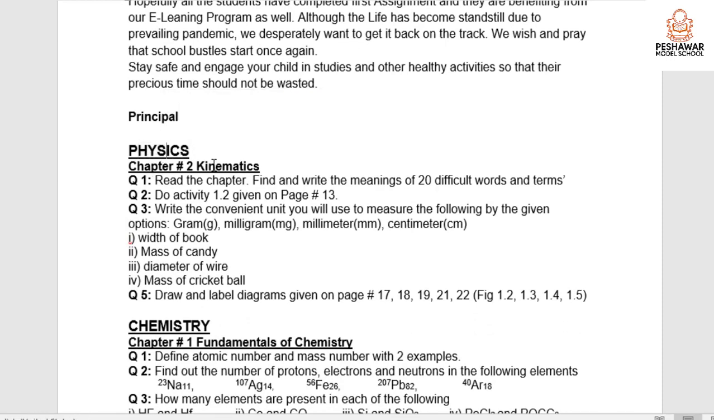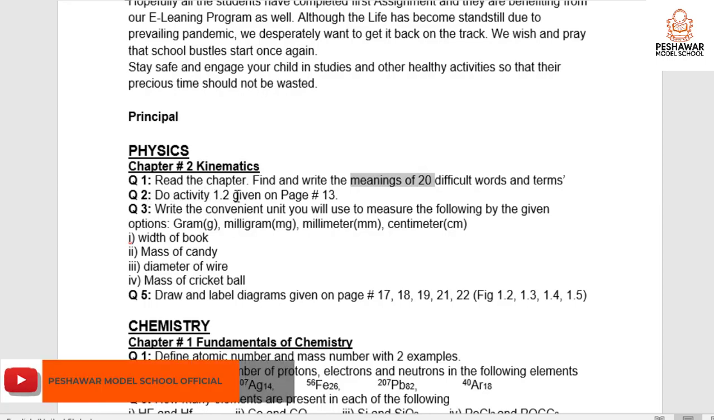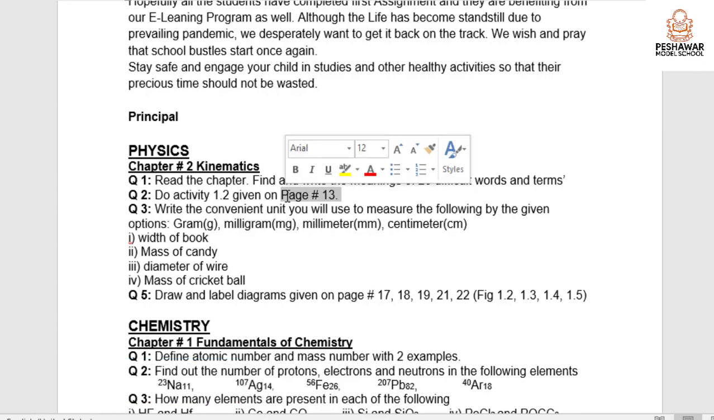In physics, chapter number 2, kinematics. Question number 1 is read the chapter, find and write the meanings of 20 difficult words and terms. It's very self-explanatory that you have to read the kinematics chapter and find out the meanings of 20 difficult words. Question number 2 is do activity 1.2 given on page number 13. You have to open page number 13 of the book and do the 1.2 activity.